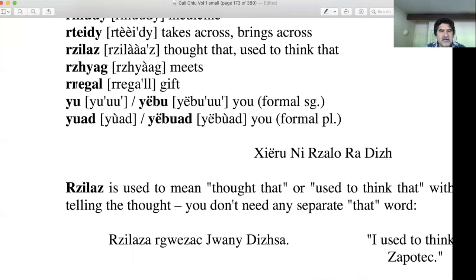So gift is regal. And then we have you, formal, singular, you, or some people say yubu, yubu. And then we have the you, formal, plural, which is yuath. Again, yuath, or yubuat, yubuat. All right, so any of those, that's perfectly fine.